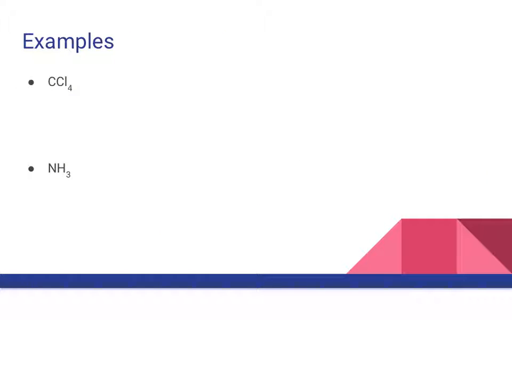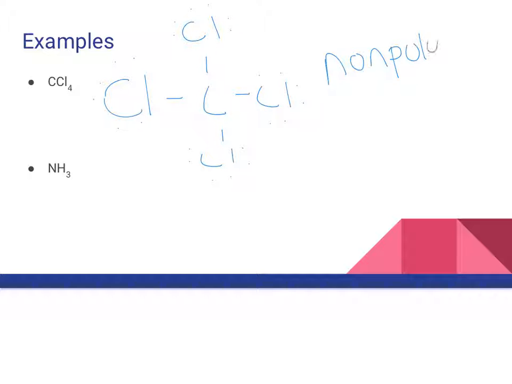Let's do 2 more examples. Let's say we wanted to draw CCl4. If we draw CCl4, our Lewis structure is going to look like this. We're going to fill in my electrons. When I take a look at my central atom, there are no lone pairs on the central atom. This is a symmetrical molecule, and so CCl4 would be classified as nonpolar.